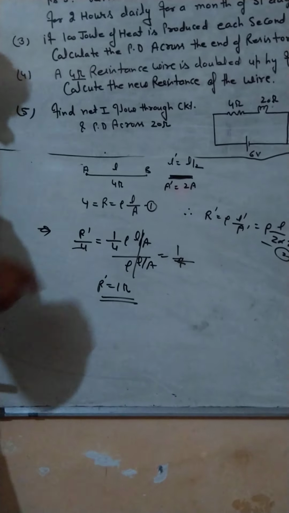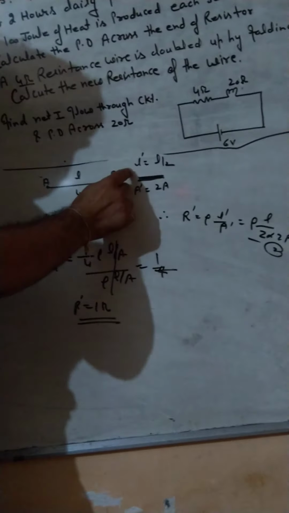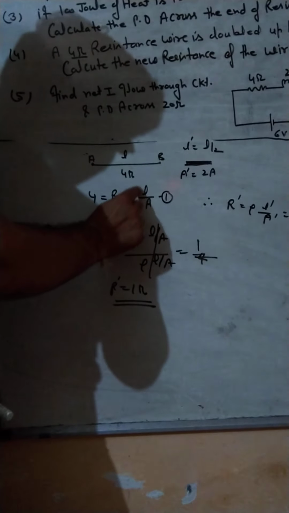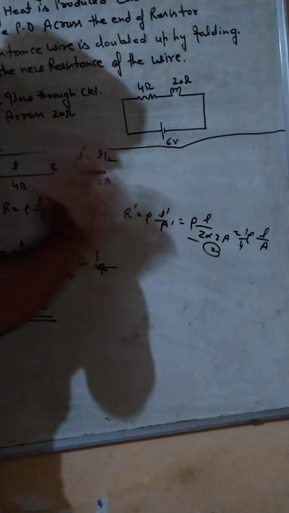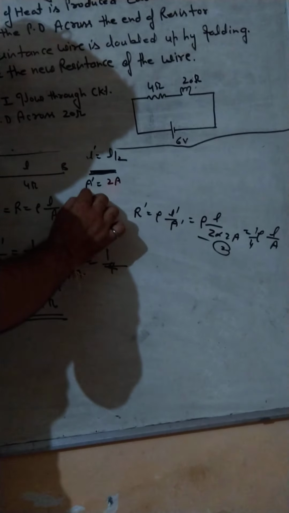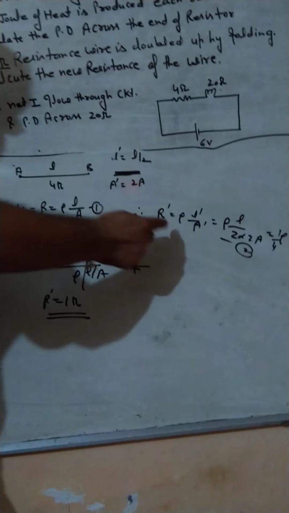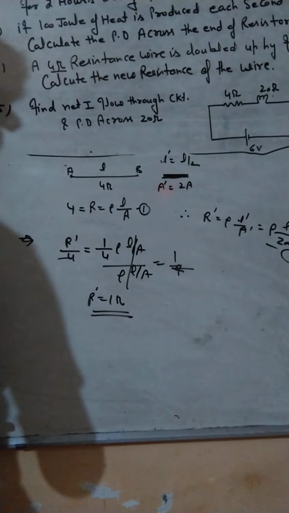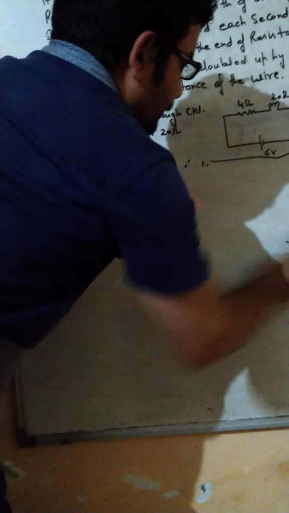I hope you understand how this numerical is solved. There is a wire of 4 ohm resistance, with actual length L. Then we double it, then length becomes half, but area becomes twice. So we know the resistance formula rho L by A. Now R dash will be rho L dash by A dash, because length and area change, but resistivity is fixed. Now length is L by 2 and area is 2A. After putting all these, equation 2 divided by equation 1, we get the answer R dash is equal to 1 ohm.